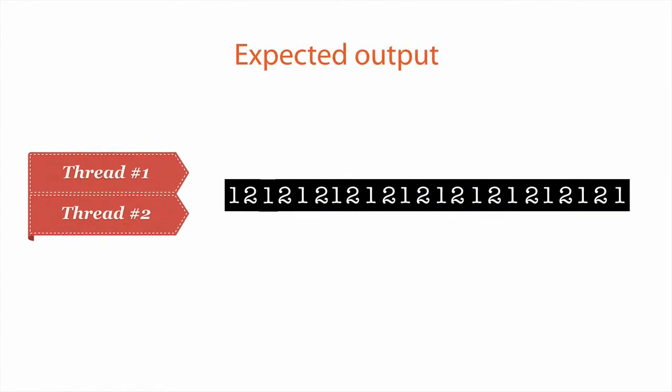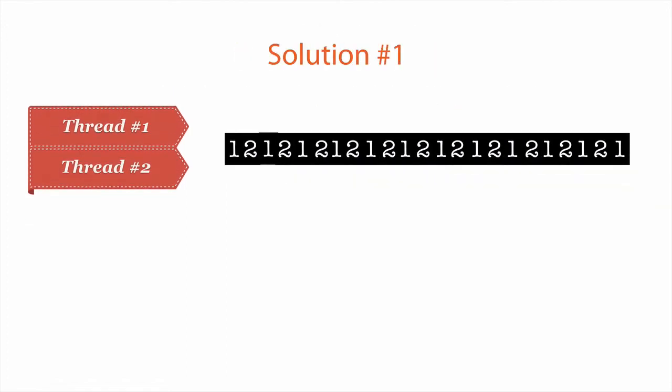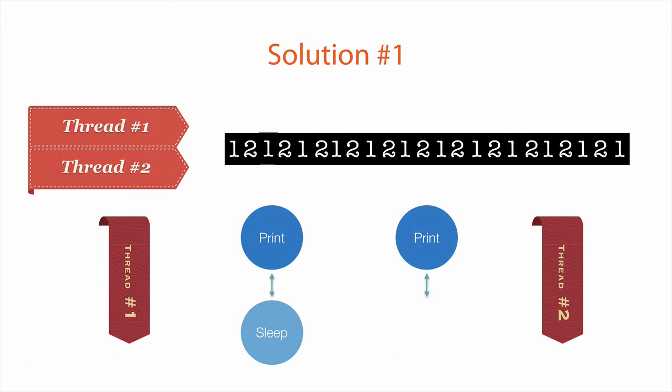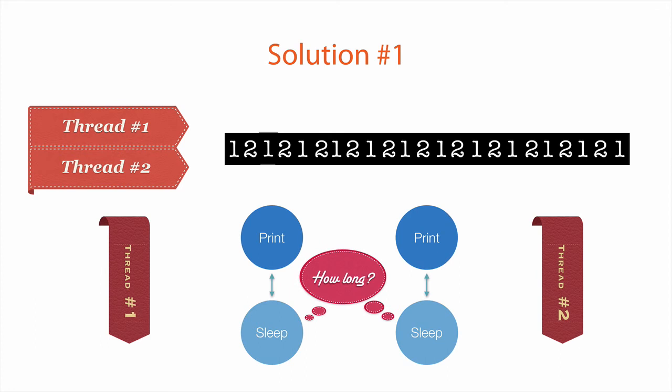One solution that comes to our mind is, if a thread sleeps for a brief period after every time it prints a number, the other thread will get a chance to print and sleep. However, the problem is how long should each thread sleep? Do we say 1 second or 10 milliseconds? It can range from not being enough to too long, making the process run slower than required.